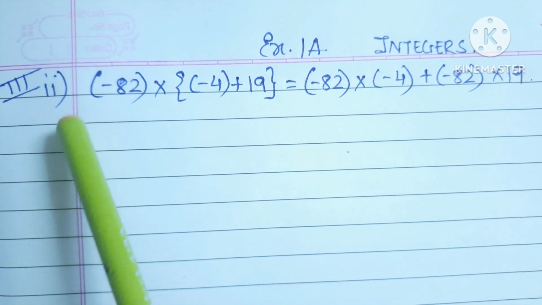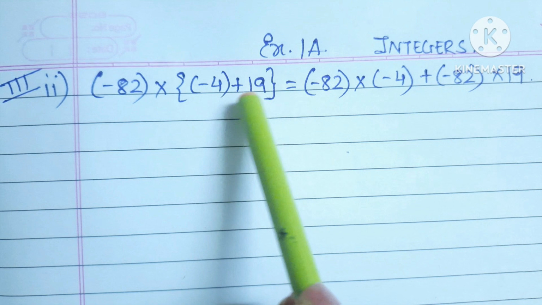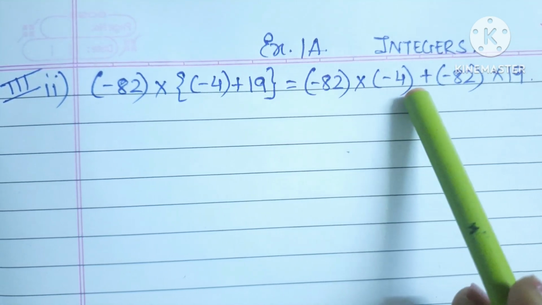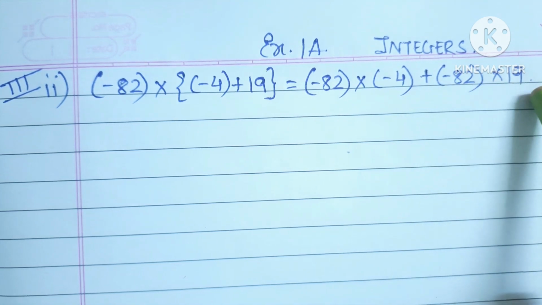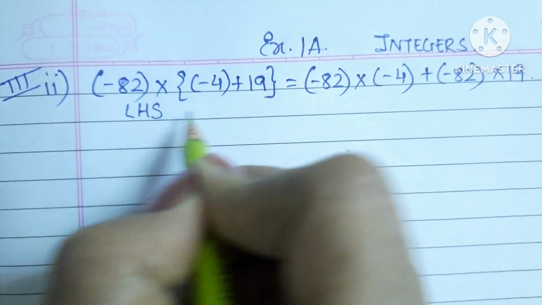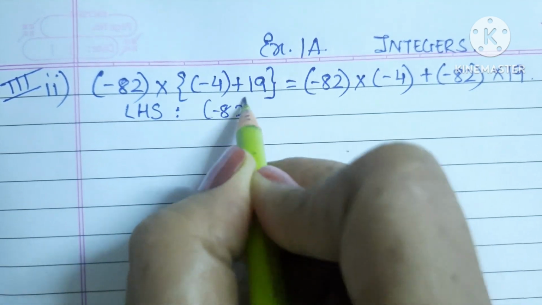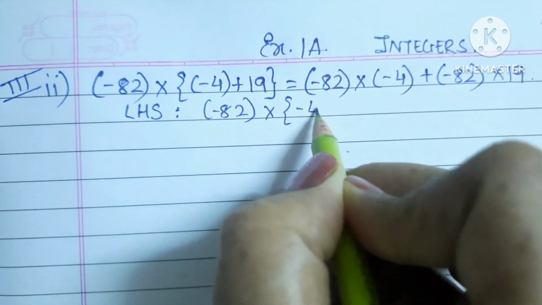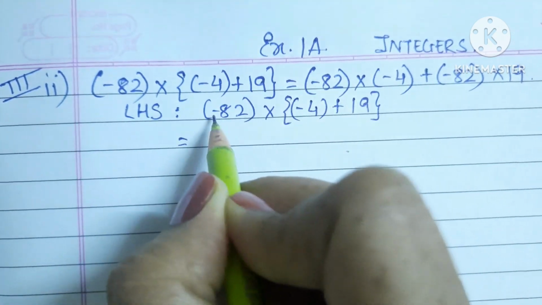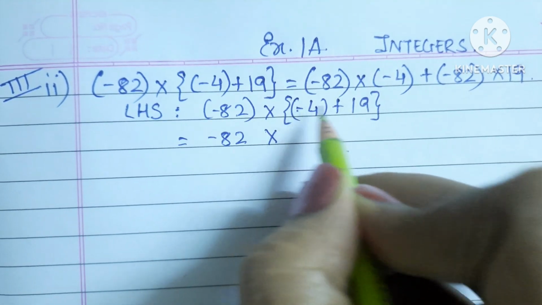Next question, verification. Minus 82 multiplied by the bracket minus 4 plus 19 is equal to minus 82 multiplied by minus 4 plus minus 82 multiplied by 19. So let us see the verification again. Left hand side is minus 82 multiplied by minus 4 plus 19.